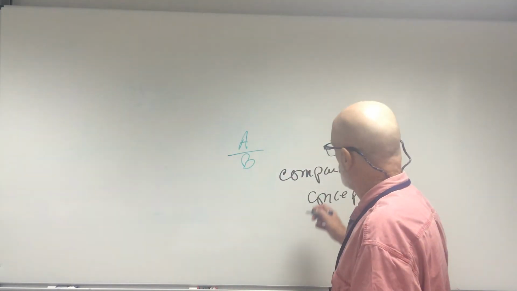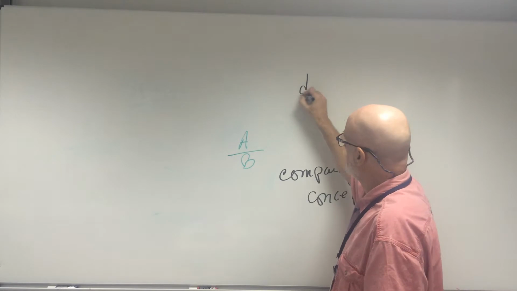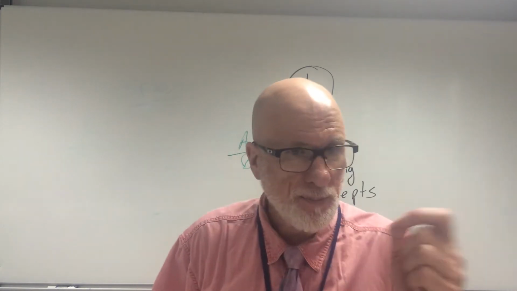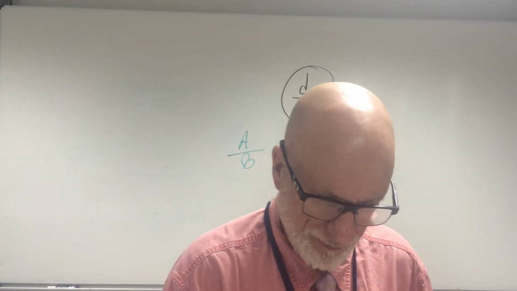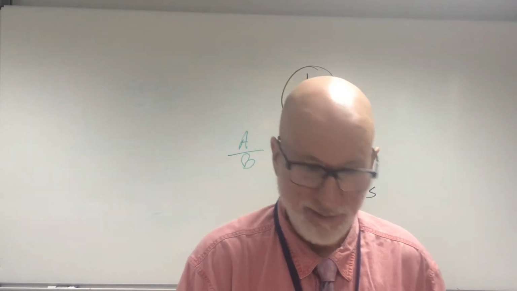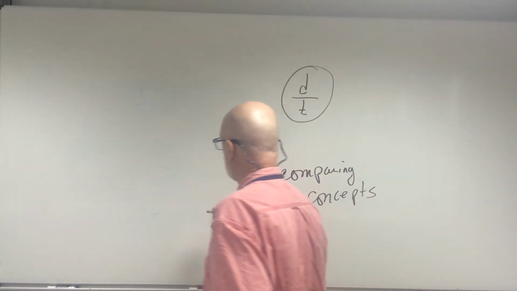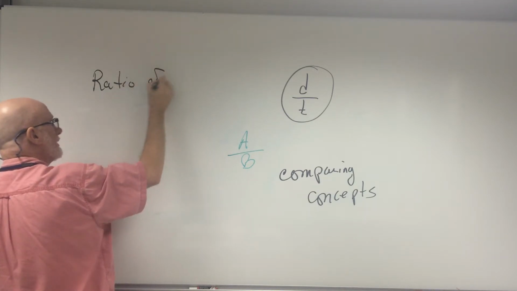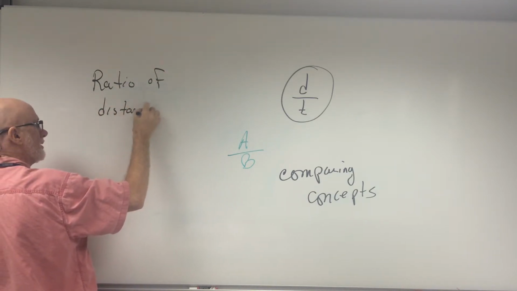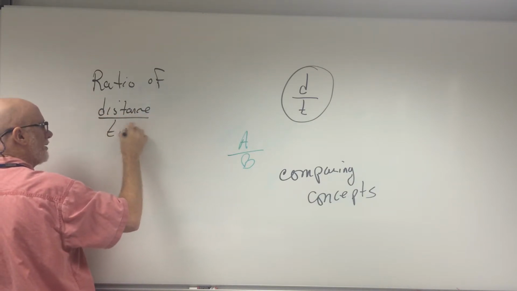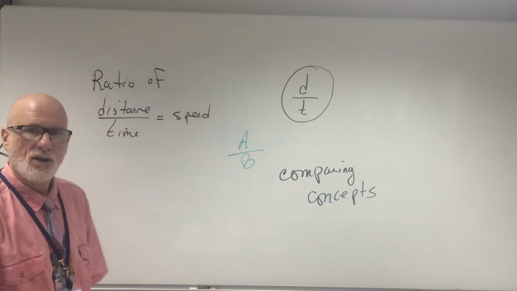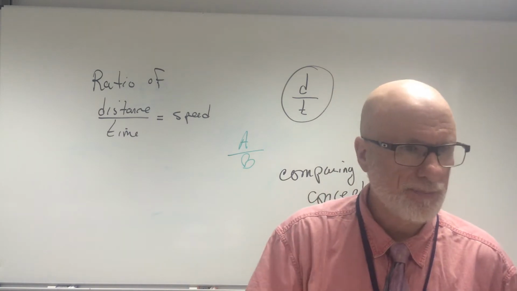You never know. Okay. So it's going to be distance over time. I'm going to compare distance with time. And what are we going to call that? We're going to call it speed. Okay, so the ratio of distance over time is going to be equal to speed. The ratio of distance to time is going to be called speed.